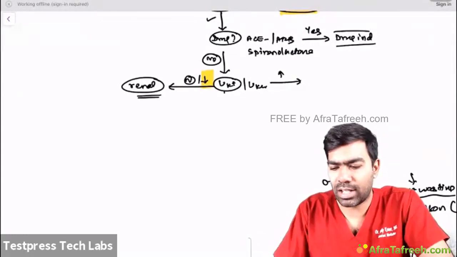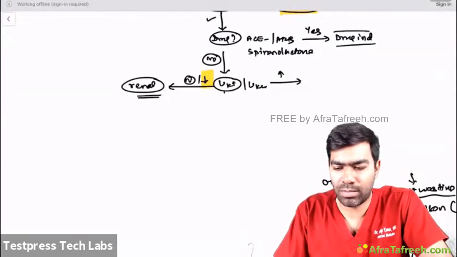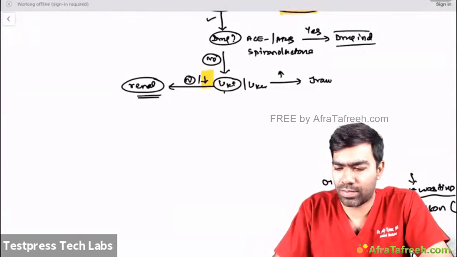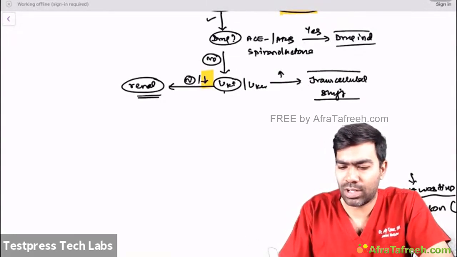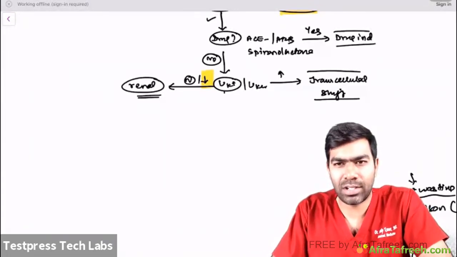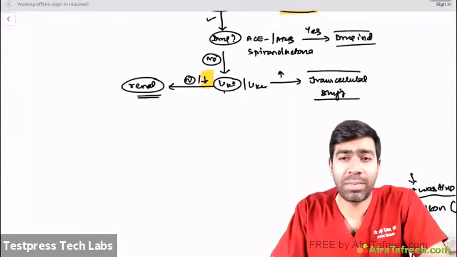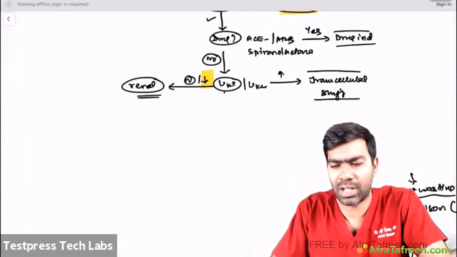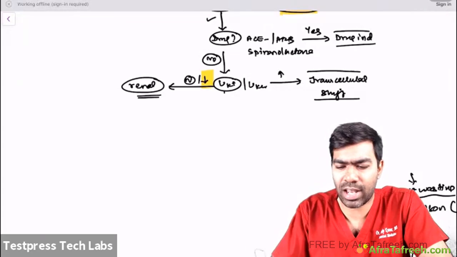If the kidneys are excreting more potassium, then usually it will be a transcellular shift. Transcellular shift, in the sense it could be hyperkalemia due to some problems like insulin deficiency, or there is something called a hyperkalemic periodic paralysis. That is an example of a transcellular shift, which is a very rare cause.